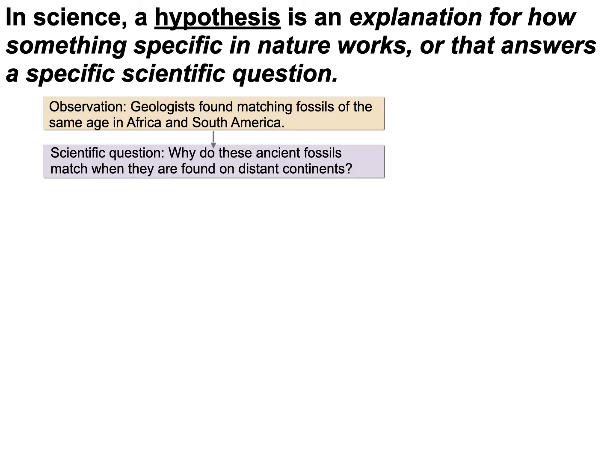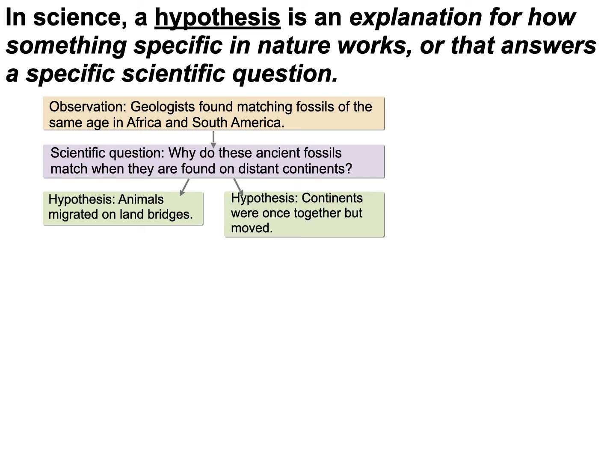Geologists came up with many hypotheses that could be potential answers and explanations to this question, and 2 main ones emerged. Those fossil animals and plants could have migrated slowly across land bridges that aren't there anymore, or the continents were once together but have since moved.